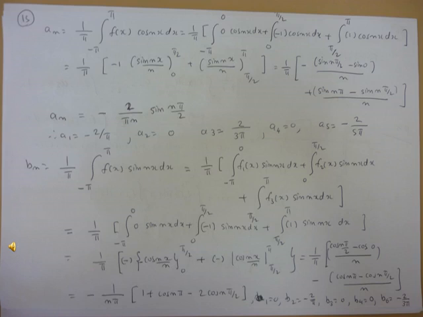So the a1 value is, you substitute the n value 1, a2, a3 you substitute. So a1 is minus 2 by pi, a2 is 0, a3 is 2 by 3 pi, a4 equal to 0, a5 is minus 2 by 5 pi. And similarly, you can determine the b_n value.